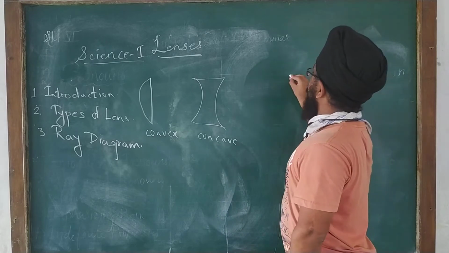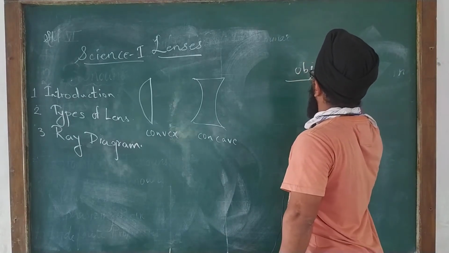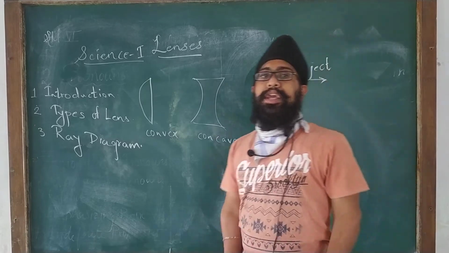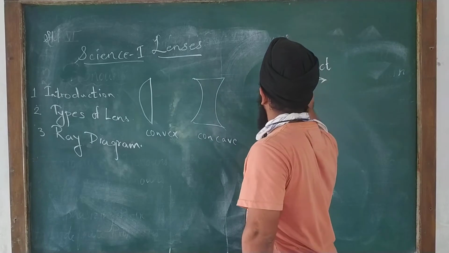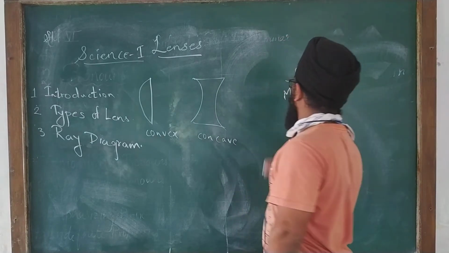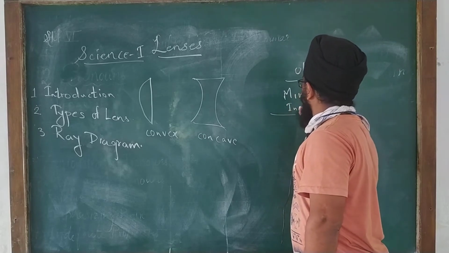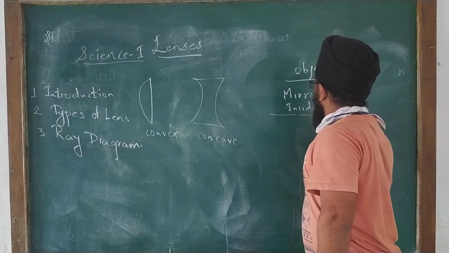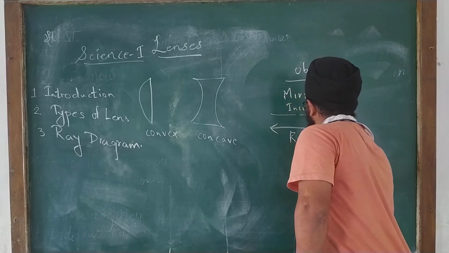Now, we can see any object, correct? The object is seen by us, correct? Daily morning, we see our face in the mirror. That is an example of a mirror. In the mirror, the light goes in the form of an incident ray, correct? It comes back in the form of a reflected ray.